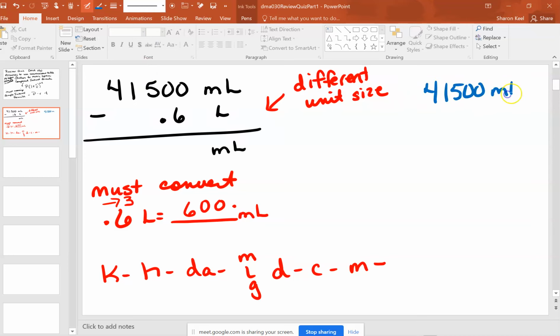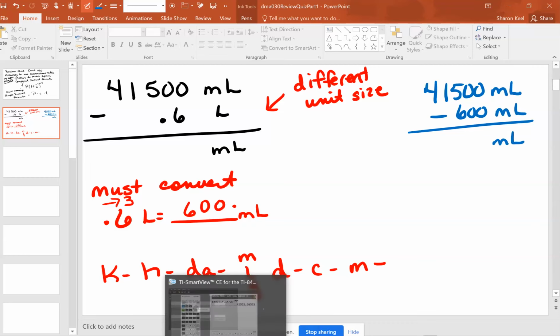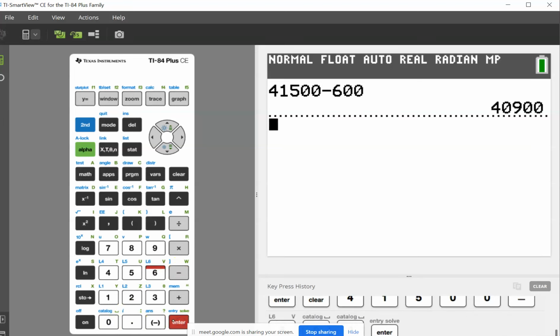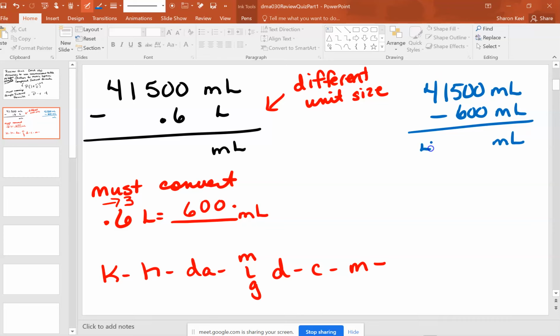So what we now have is 41,500 milliliters minus 600 milliliters to give me an answer in milliliters. So use your calculator. 41,500 minus 600 is going to give us 40,900 milliliters. But you do have to make that change there and convert.